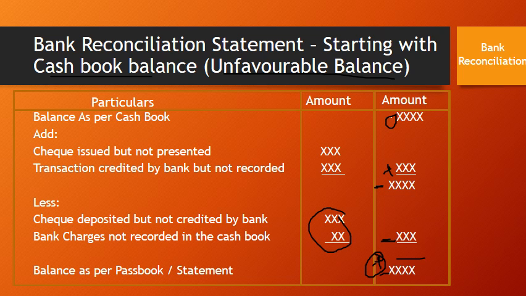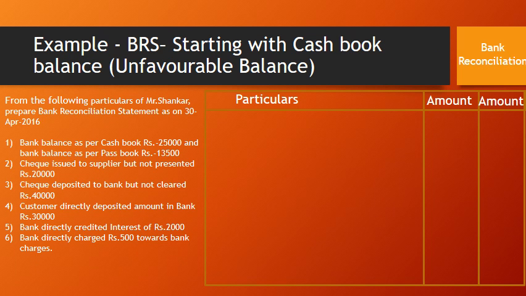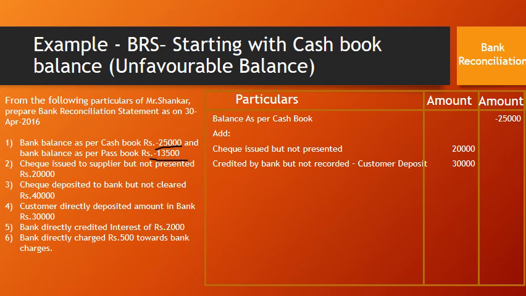Little tricky here. The template is the same as what we have seen for a cash balance. But the only thing is, you have to be careful with minus and plus balances, which is an arithmetic calculation which you all are aware of. The example for the same thing here: we are starting with cash book balance as minus 25,000 and passbook is this. So I am starting with a cash book balance of minus 25,000, adding check issued but not presented, credited by bank but not recorded customer deposit, credited by bank but not recorded interest.